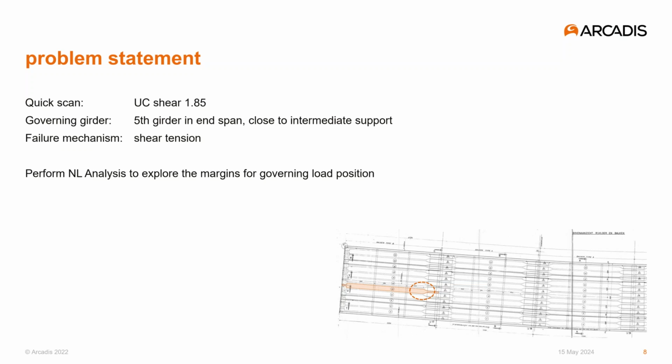As part of this campaign, the Amsterdamsebrug was evaluated using a linear quick scan method in which a unity check value of 1.85 was found for the fifth girder in the end span, shown in orange. And shear tension was the governing mechanism. Rijkswaterstaat asked us to perform a nonlinear analysis to analyze the failure behavior for this governing load position and to explore the margins in the resistance. And their hope, of course, was to find a unity check below 1 so they could safely state that the structure was reliable.